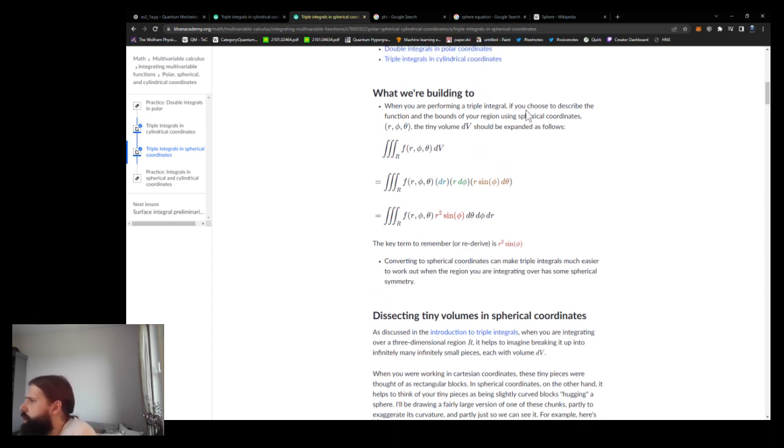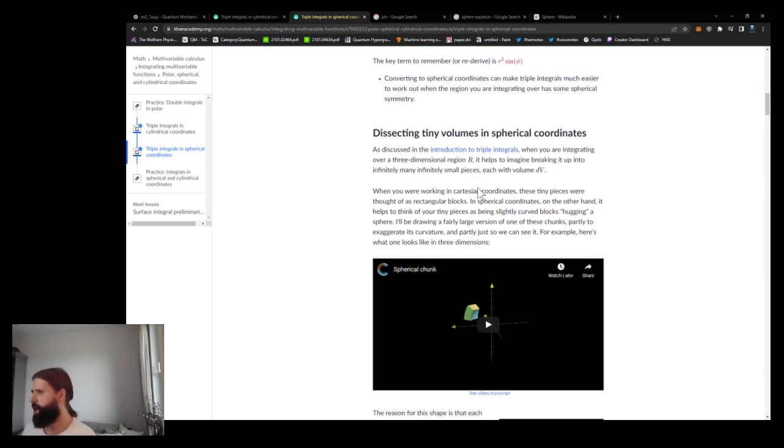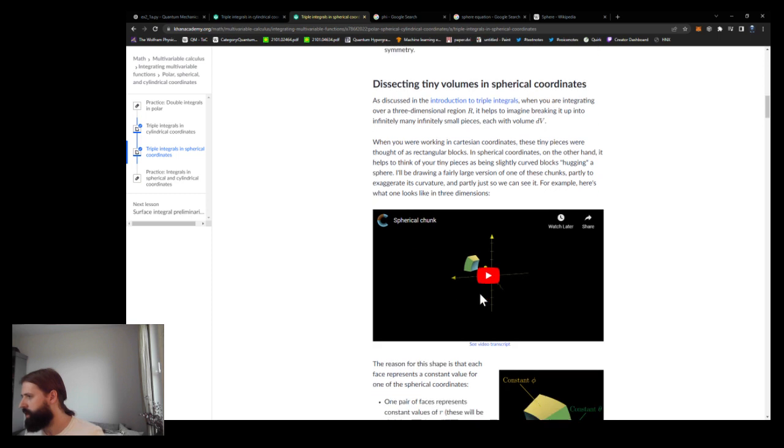So when you're performing a triple integral, if you choose to describe the function and the bounds of your region using spherical coordinates, the tiny volume dV should expand as follows. But I don't quite get how you translate the edge case here of the sphere. I get it, you derive that by working on the spherical chunk.